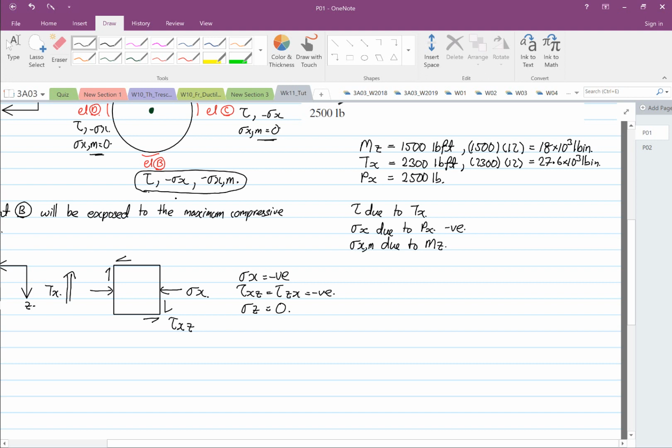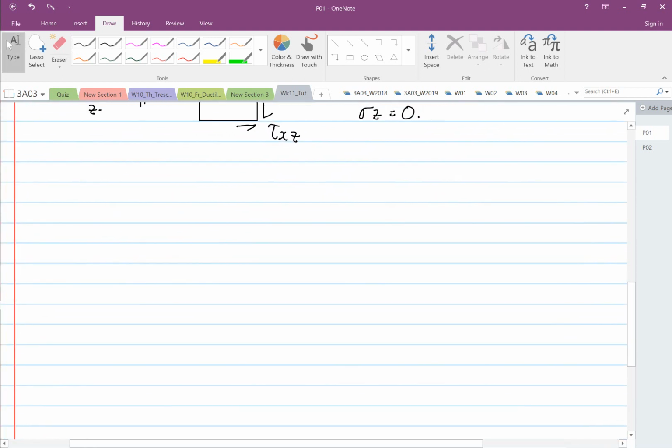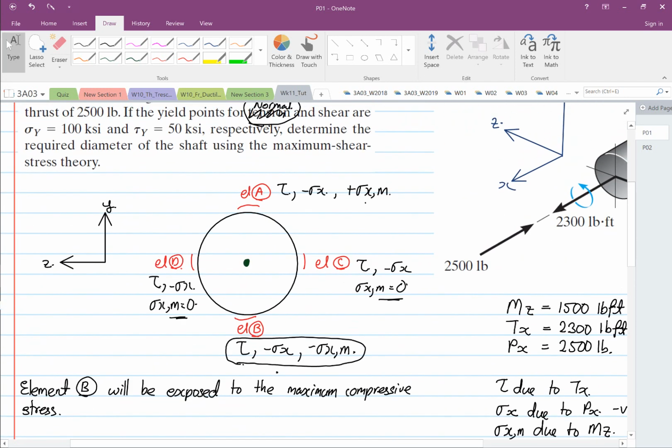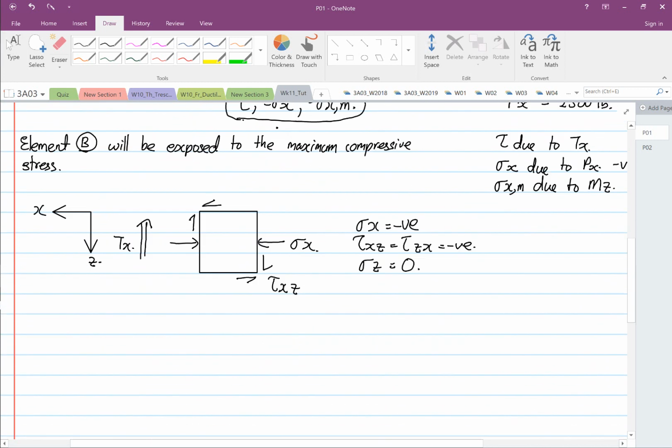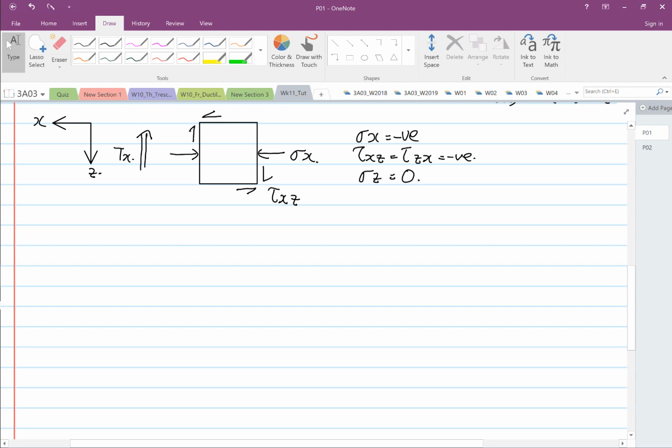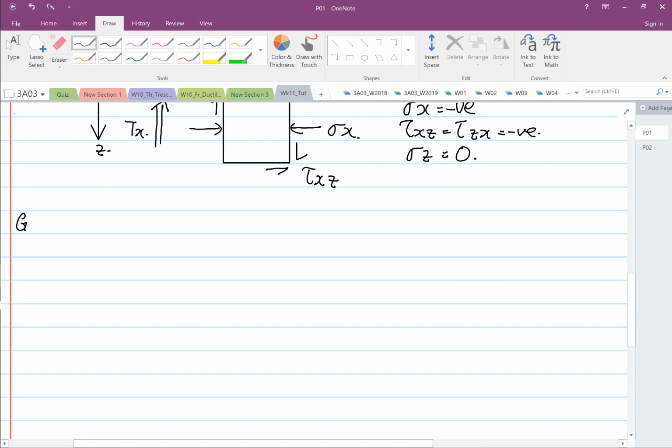Okay, so now let's start writing out our equation. Let's look at the part due to Px. But before we go on, we have analyzed the structure already, so we want to look at the condition we're given. We are given the maximum that the structure can have: it will yield at 100 KSI. And they also give us the yield, which is equal to 50 times 10 to the power 3 psi.